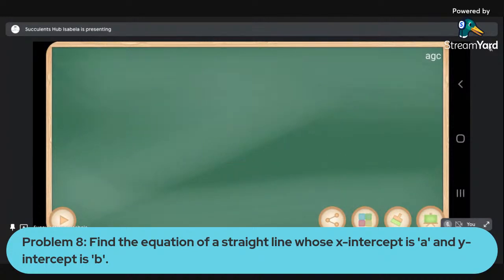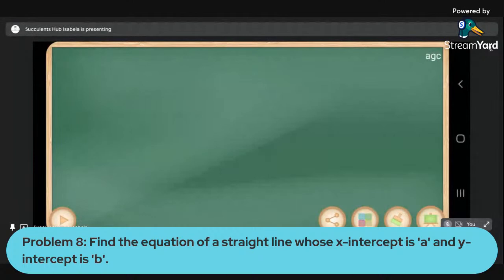So here we have problem number 8. It says find the equation of a straight line whose x-intercept is A and y-intercept is B. So kanina diniscuss natin yung x-intercept. Pag x-intercept, yung y-coordinate natin ay 0. Pag y-intercept, yung x-coordinate natin ay 0. So in the problem, it says there that the straight line, ang x-intercept niya is A and ang y-intercept niya ay B. So we can come up with 2 points here.